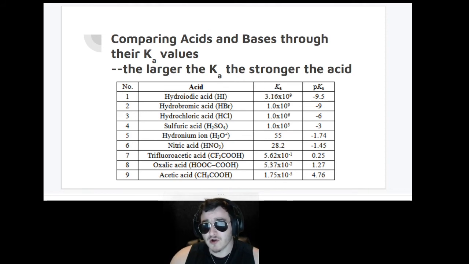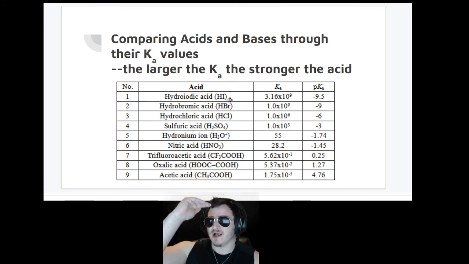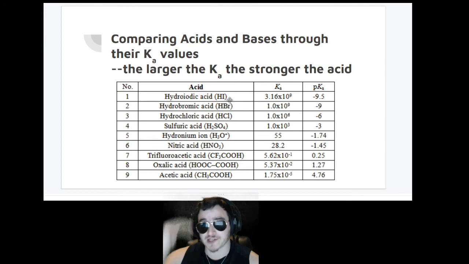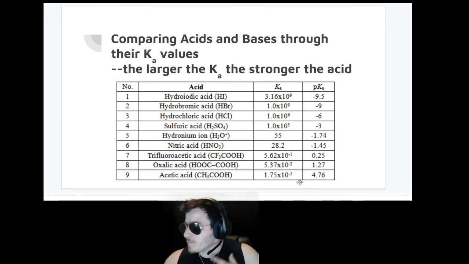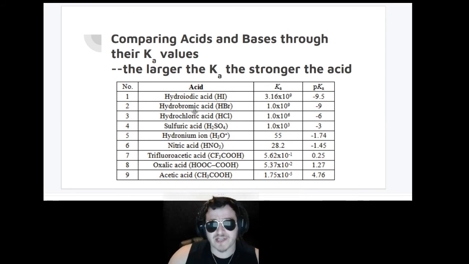So looking at this chart, who is the strongest acid? It's whoever has this largest Ka value here. And this table has done all the work for you. It's actually ordered it from highest to weakest, or strongest to weakest. And so hydroiodic acid with its Ka of 3.16 times 10 to the 9th is almost definitely, and when I say almost definitely, it is absolutely higher than 1.75 times 10 to the negative 5, which tells us that HI, hydroiodic acid, is certainly a stronger acid than acetic acid, which means it is going to dissociate much more readily than acetic acid.